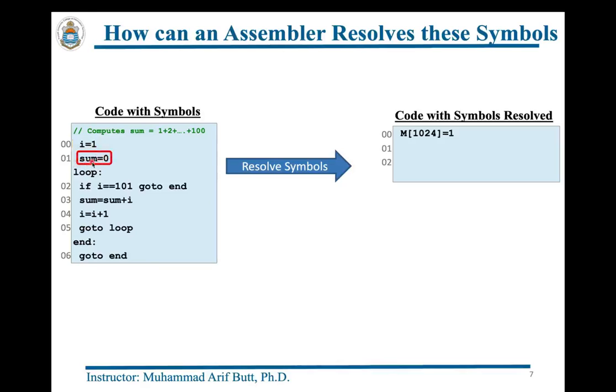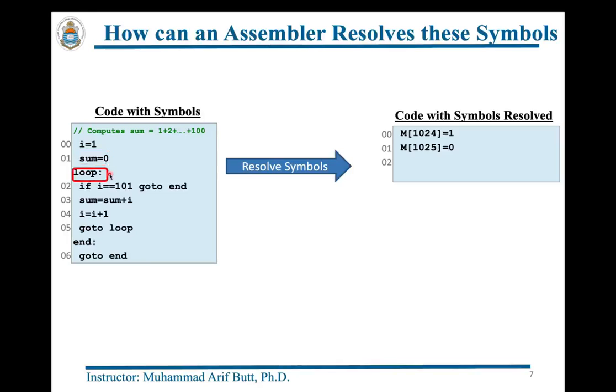Let us move on to the instruction at address 1. sum = 0, where sum is also a variable and is assigned the address 1025, assuming that every variable takes just one memory location, and this is the second variable. So this variable sum is resolved and replaced with memory address 1025.